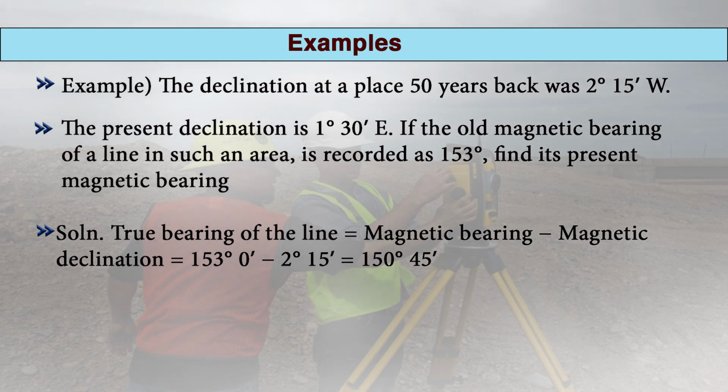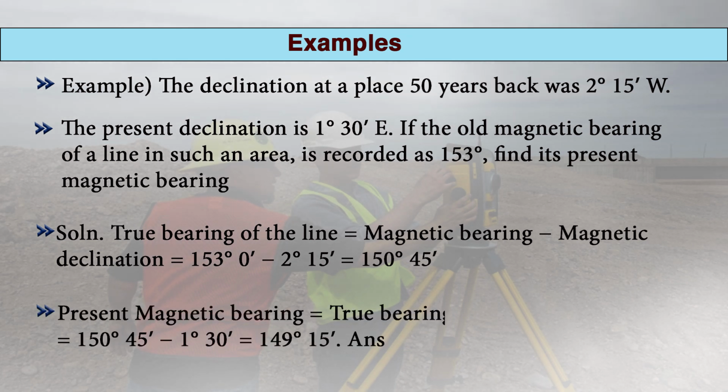So, true bearing of line will be equal to 150 degree 45 minutes. Now, we can calculate the present magnetic bearing as true bearing minus magnetic declination at present. So, true bearing as we have found earlier is 150 degree 45 minutes and the magnetic declination is 1 degree 30 minutes. Subtracting both, we will get the answer as 149 degree 15 minutes. So, the present magnetic bearing will be equal to 149 degree 15 minutes.